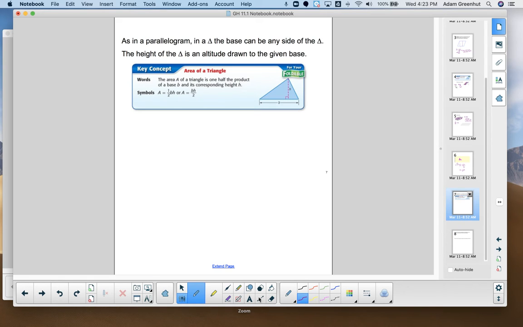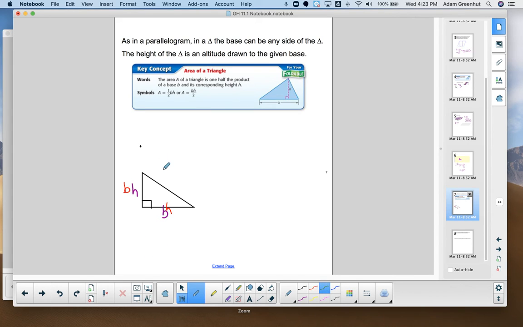A couple different kinds of triangles you might see. This appears to be an acute triangle. Keep in mind that in a right triangle, well, if I wanted to use this as the base, I could use the perpendicular side as the height. Or if I wanted to use this as the base, I could use this perpendicular side as the height.